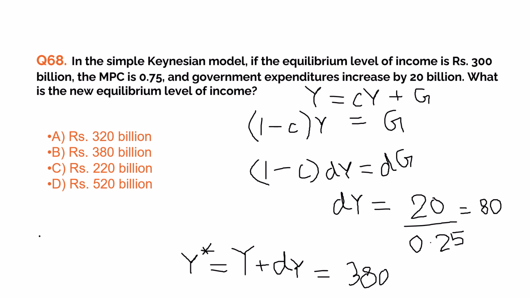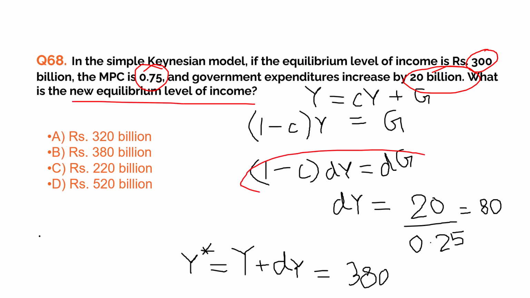Now question 68. In the simple Keynesian model, we are given the equilibrium income 300, the MPC 0.75, and the government expenditure increases by 20 billion. We have to calculate the new equilibrium level of income. For this, we know the formula, and we can calculate the change in income through it. The change in income we get is 80, and we calculate the new equilibrium income by adding the change in income to the original income. That is 300 plus 80, we get 380. So the correct answer should be option B.